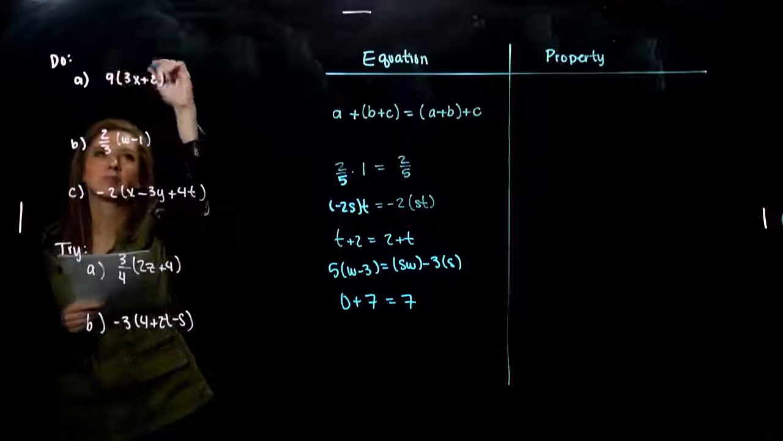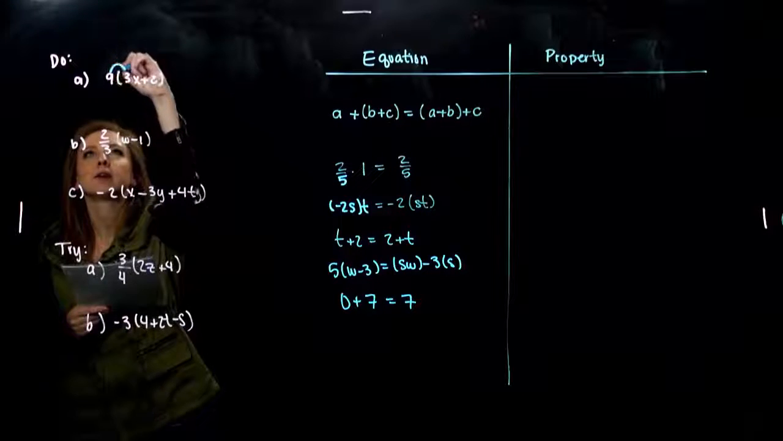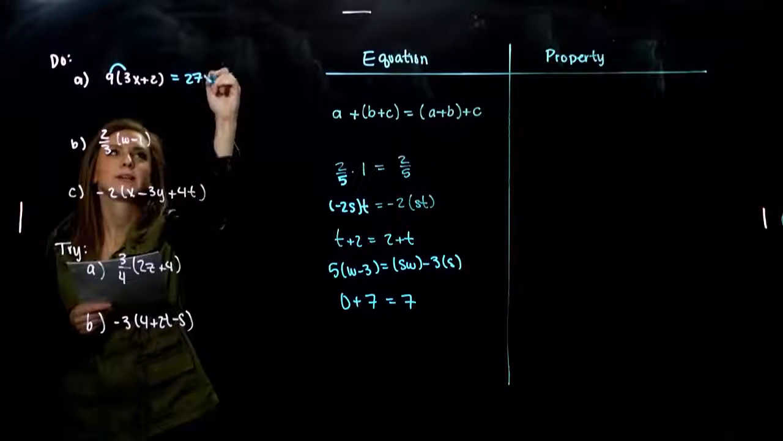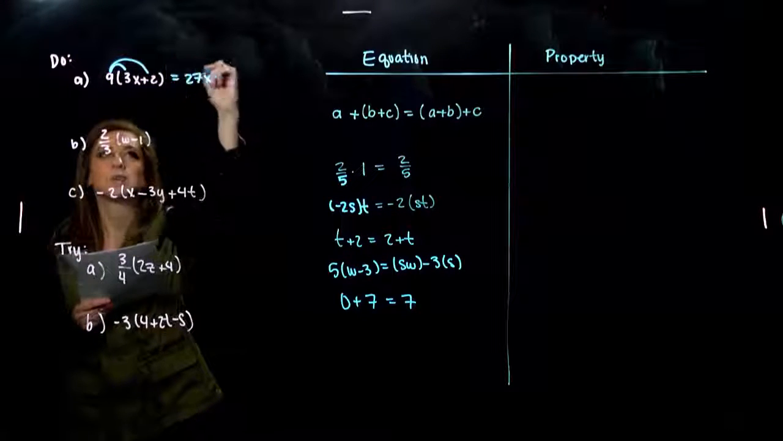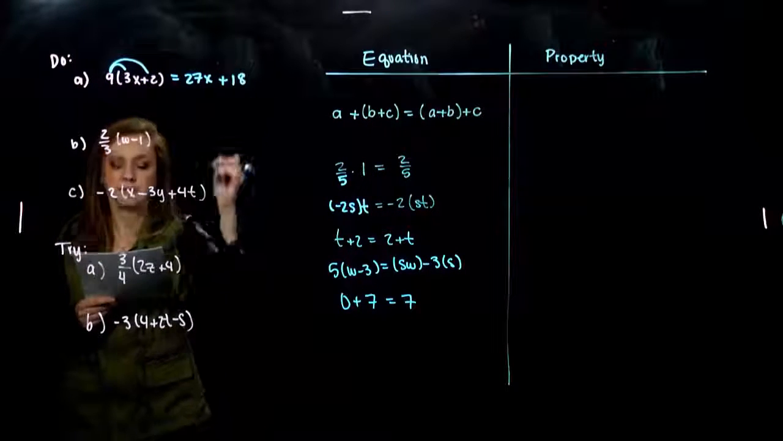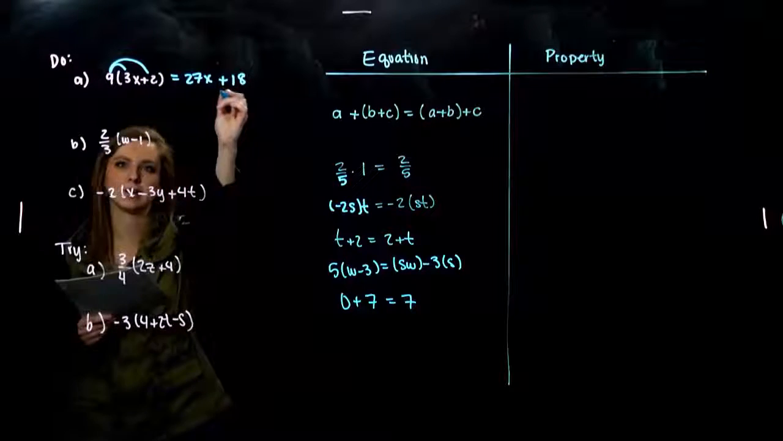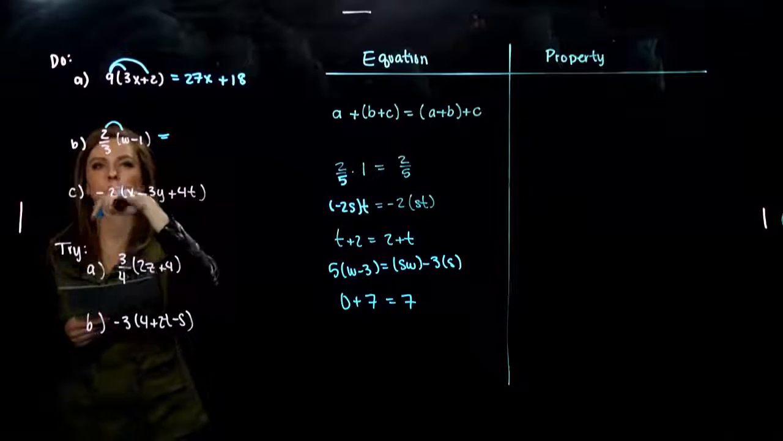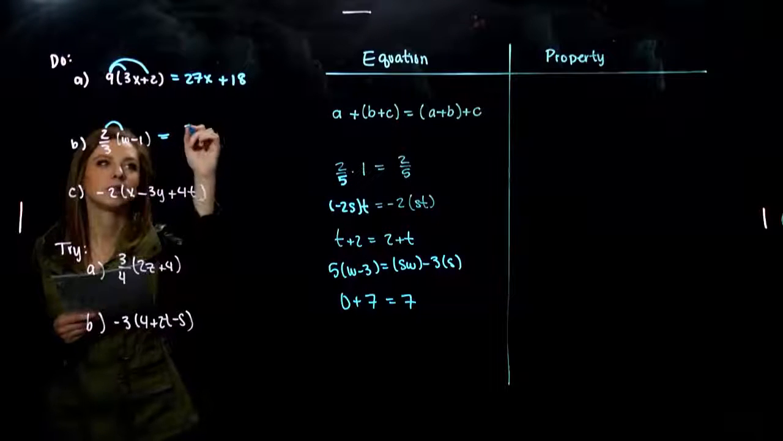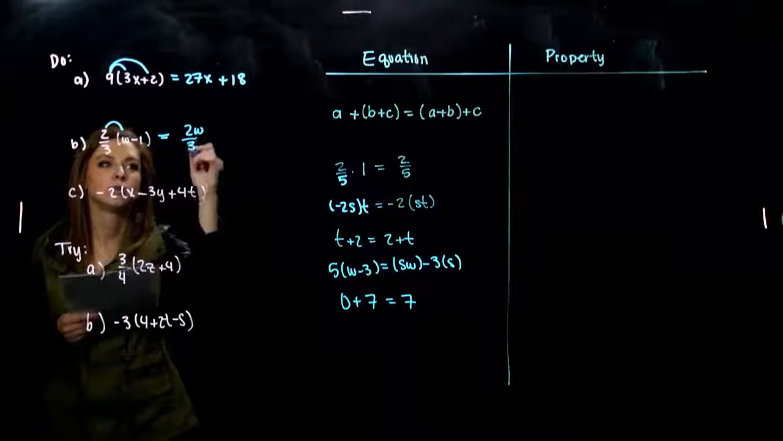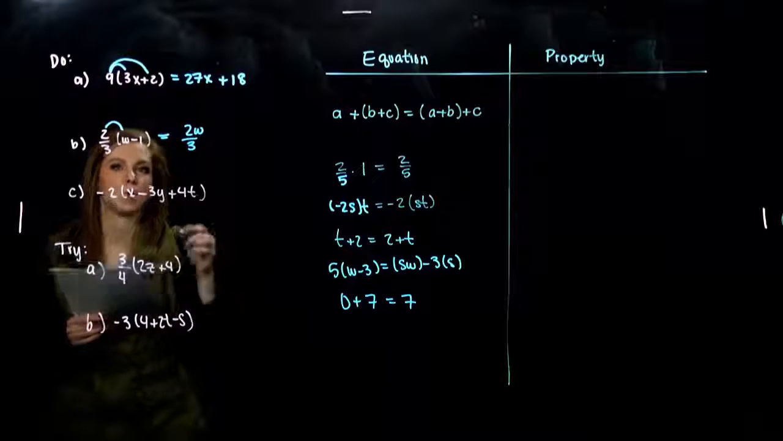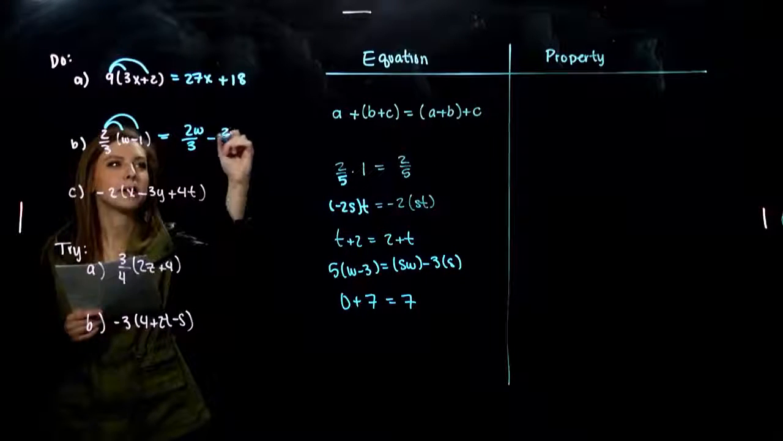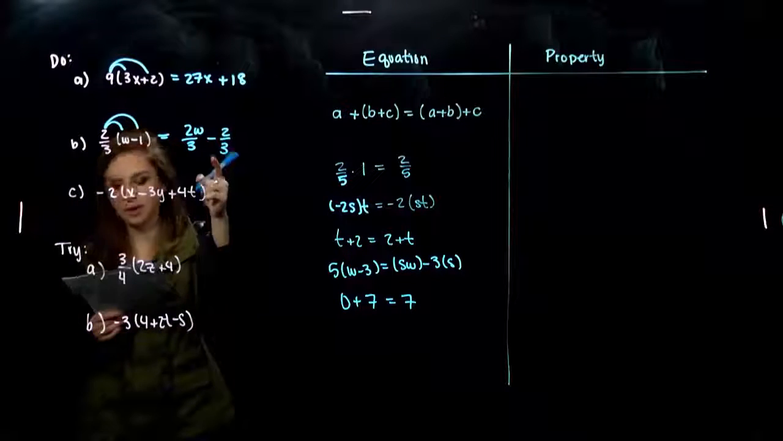So I have 9 times this whole entire quantity. So I need to distribute. 9 times 3x will give me 27x. 9 times 2, 18. Can't combine them, they're not like terms, so we gotta leave it there. We can also distribute a fraction, that's totally legal. So 2 thirds times w will give us 2w over 3, or 2 thirds w, however you want to say it. 2/3 times a negative 1 will give us minus 2/3. And again, we can't combine them.